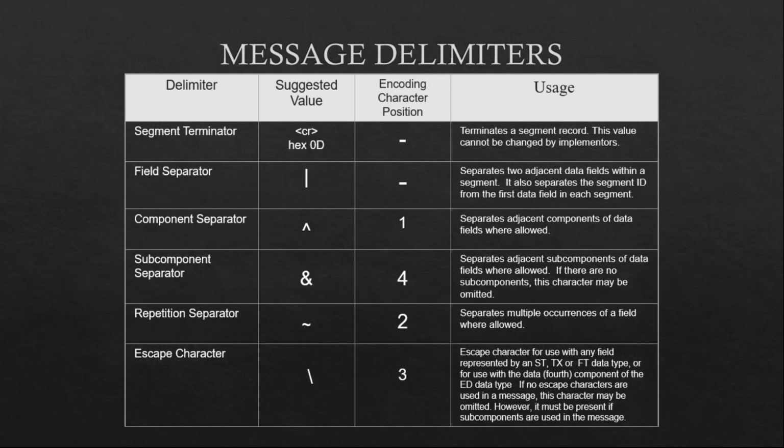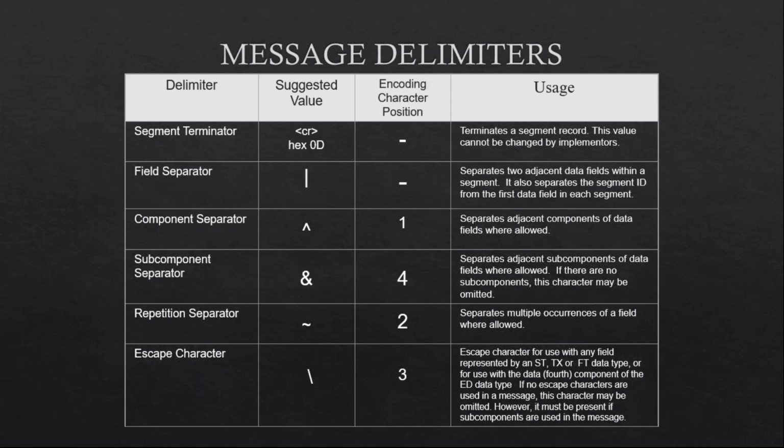Escape character is used as a backward slash. This indicates that whatever data is present after that slash has to be ignored by the interface engine or the interpreter, whoever it is. If I'm reading the message and I have a backslash within the message, I will understand that whatever is present after that backslash has to be ignored within that field. So these are the message delimiters which we will be using.